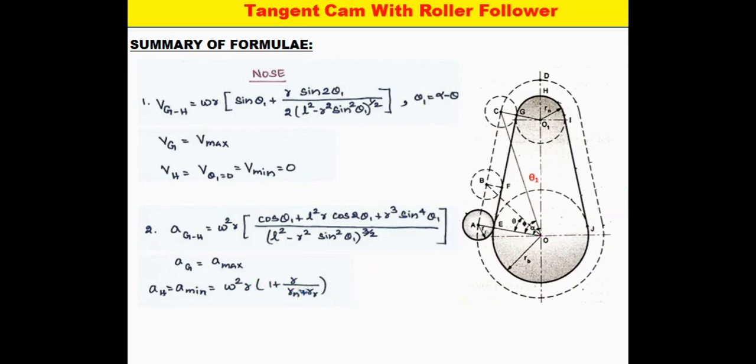So in summary, the velocity at point E is 0 and at the apex also 0, and it is maximum at G. So the velocity is 0 at points E and H, and at point G it is maximum. Similarly, the acceleration at points E and H is minimum and at G is maximum.